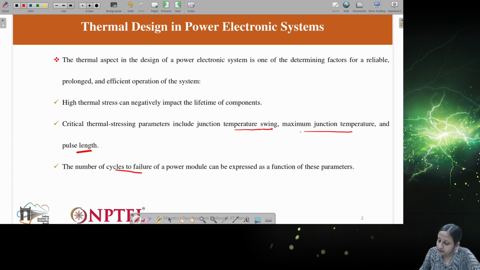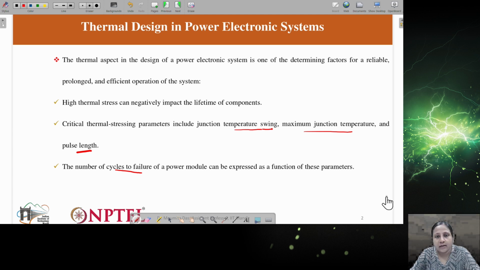Another factor is the maximum junction temperature. This temperature swing is going to affect the junction temperature of the device. Another component is the pulse length. How long the pulse is present depends on the turn on time of the device. Again this turn on time is also variable: depending upon the load condition or the input condition, the duty cycle will vary, and based on that the pulse length will vary.